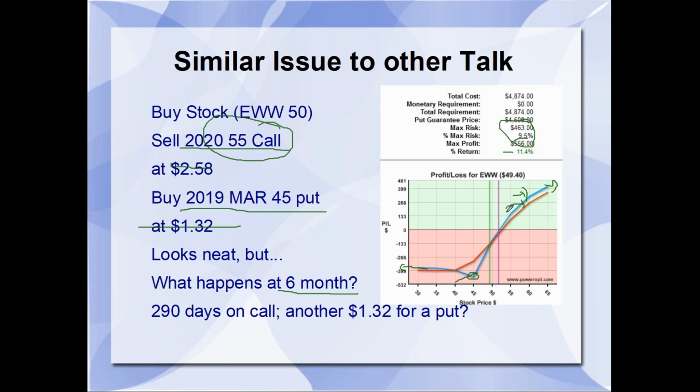Next scenario, it's right up here around 53 or 54. Still haven't seen a lot of time decay in my 55 call. The 45 put expires worthless. I still think there's bullish upside. I need to stay in it. What do I need to do? Buy another put for $1.32. What does that do? Takes away the credit.